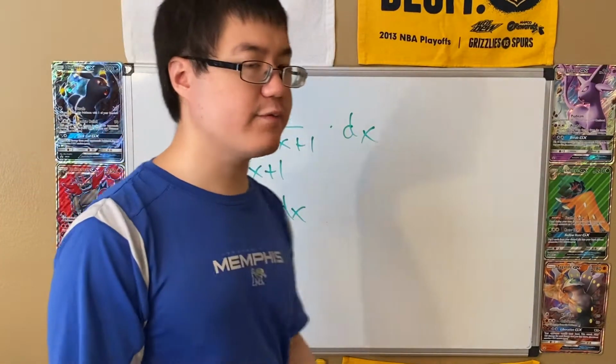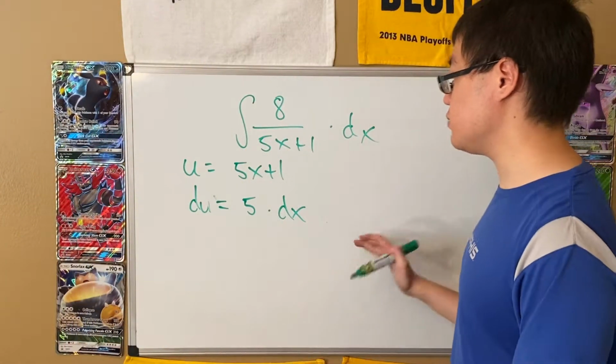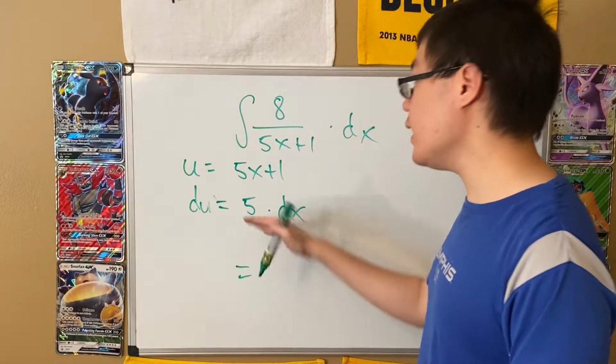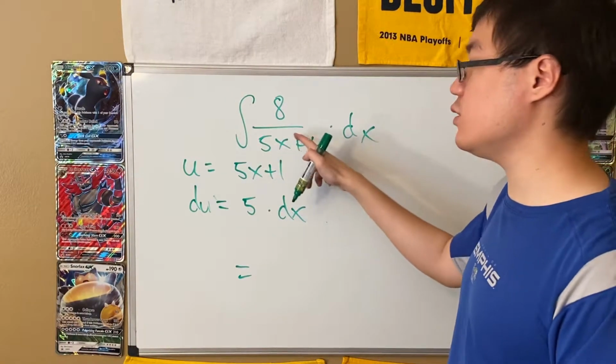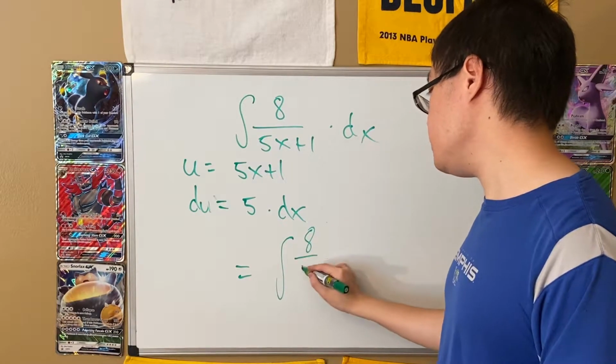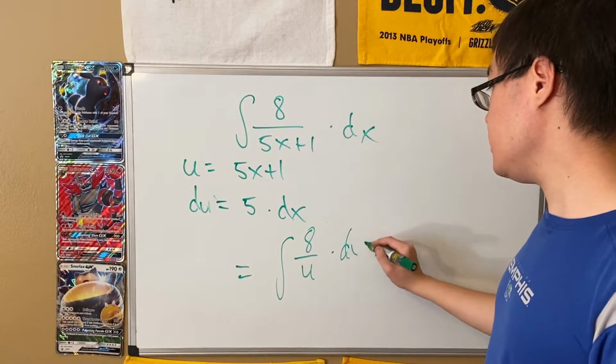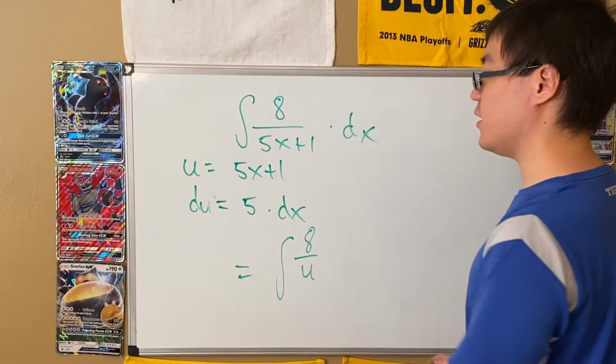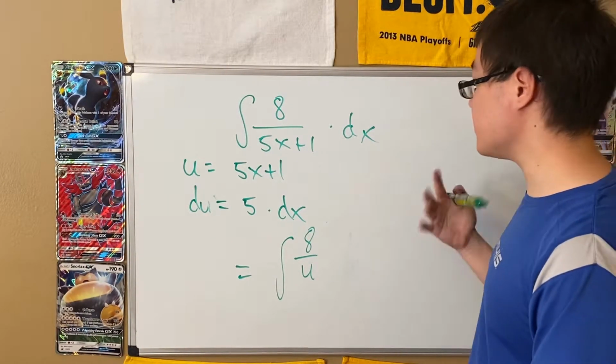So now all we have to do is replace all of our x's with u's. So why did we choose this u in the first place? It's so that we can get u on the bottom here. So it's the integral of 8 over u times d, okay, sorry. Sometimes people write times dx, but let's not write that.